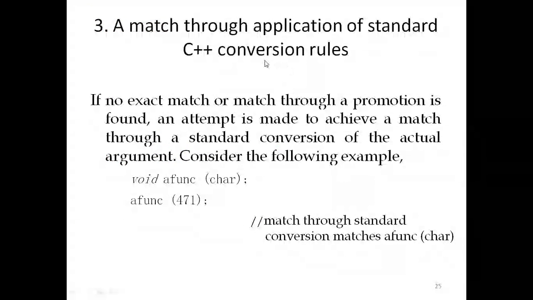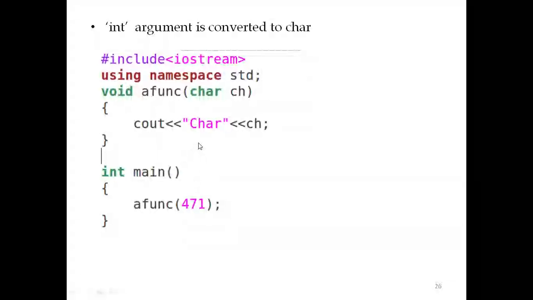And then a match through the application of standard C++ conversion also happens. For example, I have a function with character as parameter, and now I am passing an integer. I don't have a function that is taking integer as parameter, isn't it? So what will happen is, the system will automatically convert this 471 into a character argument and match this. That is what will happen.